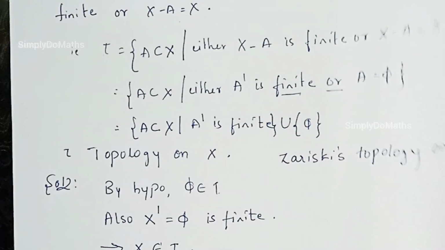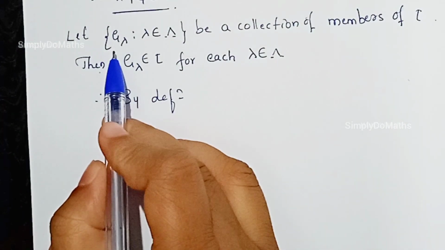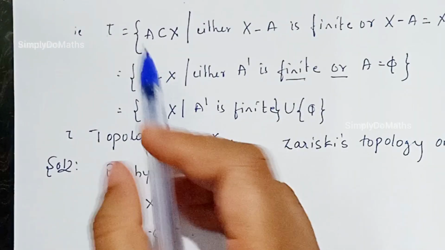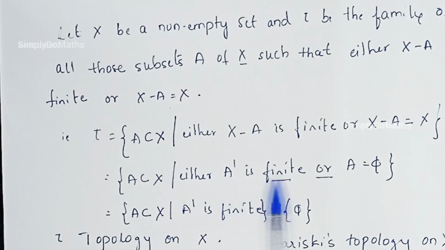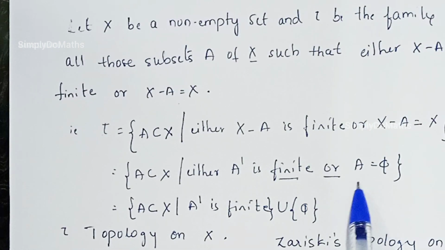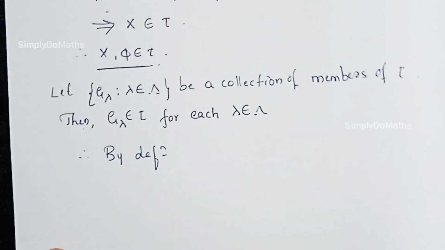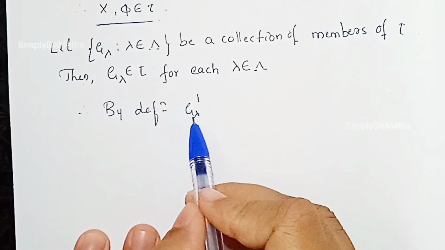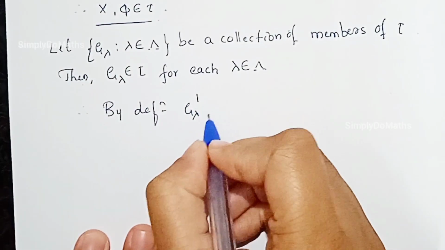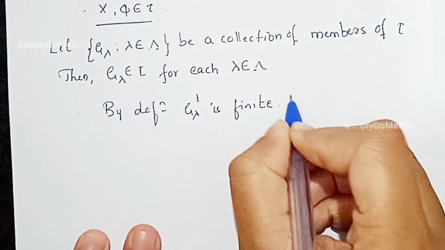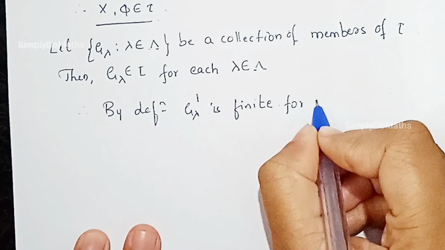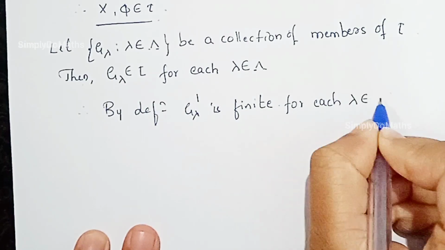We consider G lambda an element of tau, which implies, if A is an element of tau, then either A dash is finite or A equals empty, right? So here, G lambda being an element of tau, we write G lambda dash is finite. We can write this for each lambda belongs to the index set.